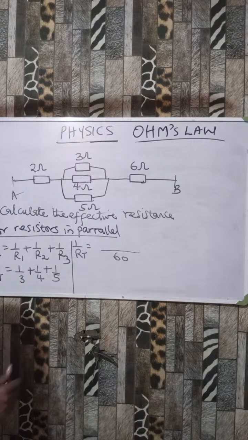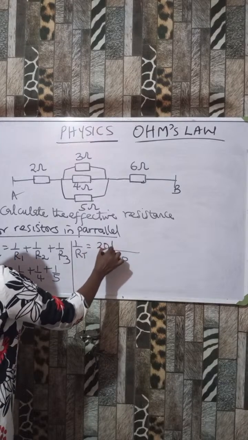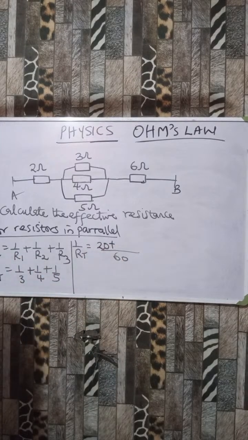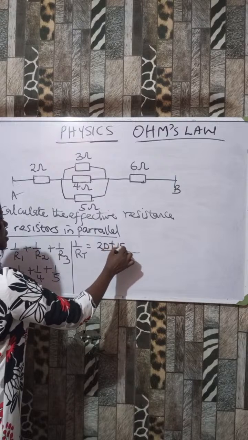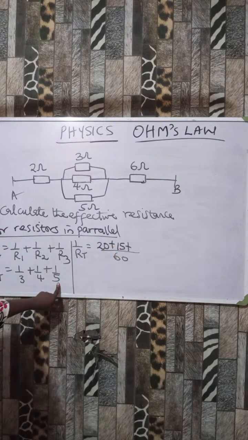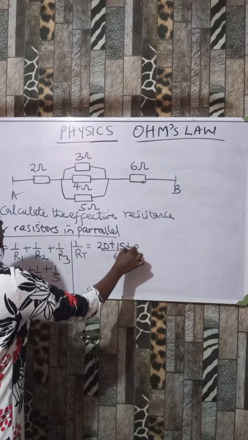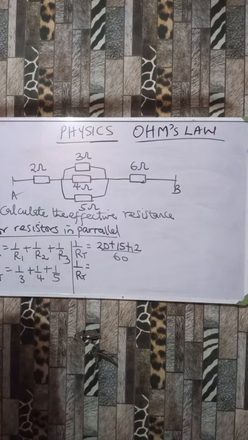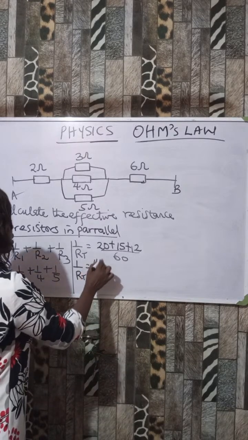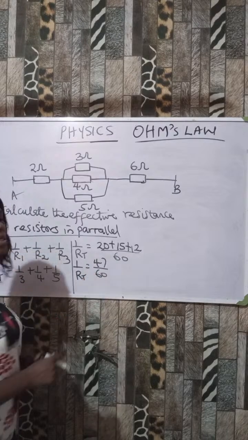So 3 into 60 is going to give us 20, right? 20 times 1 is 20, plus 4 into 60 is going to give us 15. 15 times 1 is 15, plus 5 into 60 is going to give us 12. 12 times 1 is 12. So let's add. We have 20 plus 15 is 35. 35 plus 12 is 47. So this is 47 over 60, right?